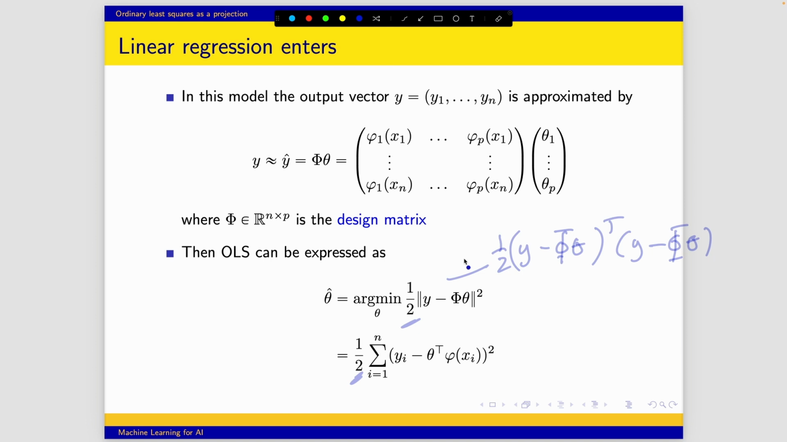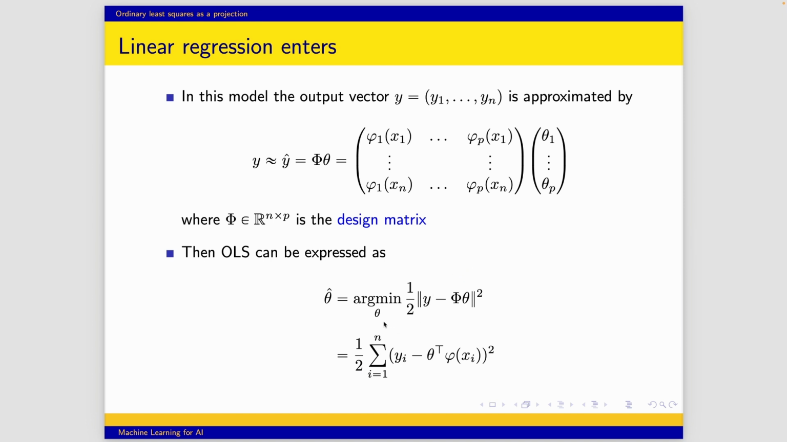So this is our problem. We want to find argmin over theta of half the total square error, meaning the value of theta, so this argmin over theta means the value of theta that minimizes this quantity, which is a function of theta. And we call this value of theta, theta hat.